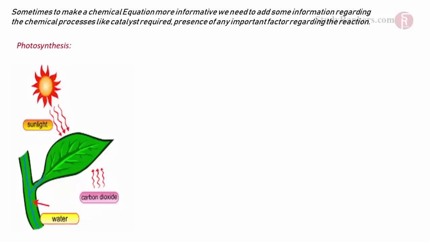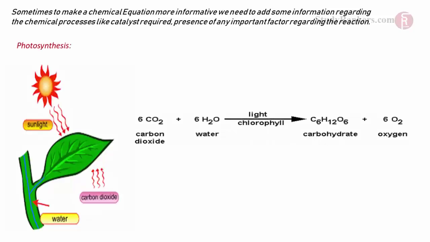Sometimes, to make a chemical equation more informative, we need to add some information regarding the chemical process, like a catalyst required, or the presence of any important factor regarding the reaction. Here, in photosynthesis, the presence of sunlight and chlorophyll is required, which has been mentioned here in the equation.